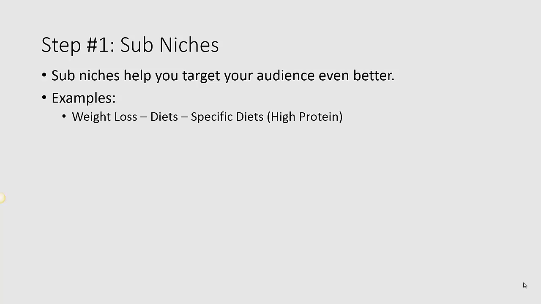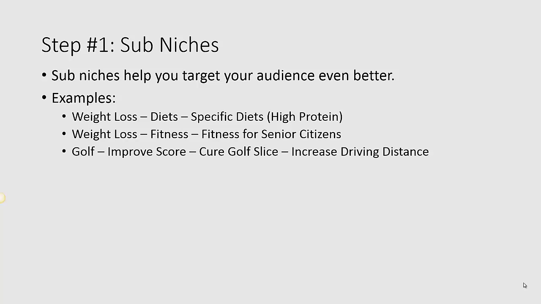Here are some examples. Weight loss as a whole could encompass dieting, and inside dieting you've got specific diets like a high protein diet or the fad diets that you see people talk about. Inside weight loss you've also got fitness. A whole other realm of weight loss is fitness for senior citizens, which takes it a step further. Those are ways that you could further niche this product out so you can target people even better.